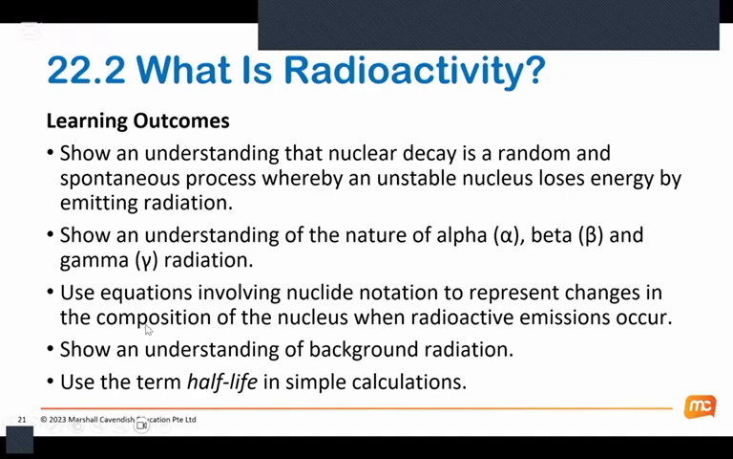Also in this video, we will use equations involving nuclide notations to represent changes in the composition of the nucleus. So in general, it's about writing equations to represent nuclear decay. For the last two bullet points, we will move on to the second part of the video, which will not be shared in this video.